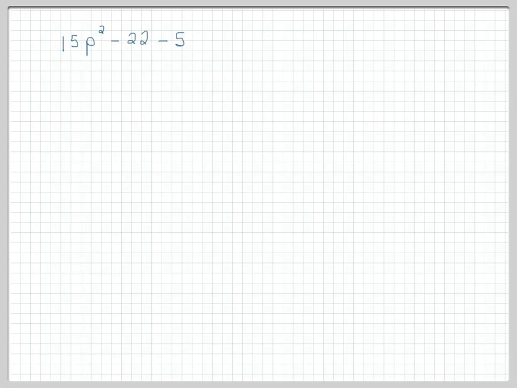Notice this is a polynomial in the form ax squared plus bx plus c. Not writing very well this morning. ax squared plus bx plus c. And it's different than ones that we've done previously because the a value is no longer a 1. If you look, we've got a 15 there. Now, that doesn't really matter.